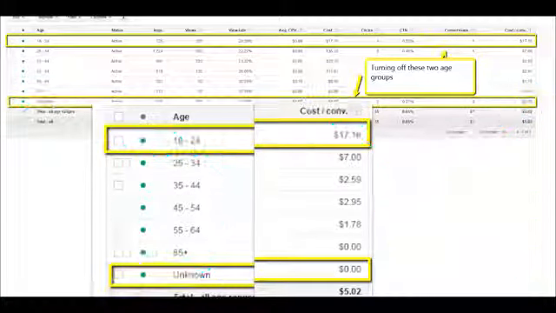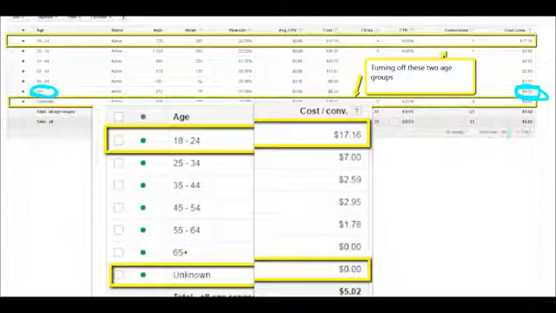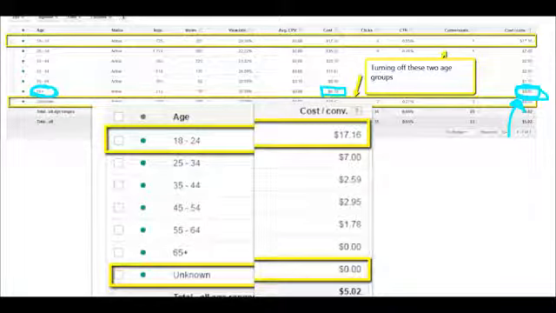Now, what you may notice here if you zoom in is that people 65 and over, I haven't made any conversions with. They haven't entered any email addresses. But the reason I'm not turning this age range off yet is because I haven't spent enough money on it yet. I've only spent a couple bucks, so I'm going to wait for more data to come in before I decide to turn off this entire age group.